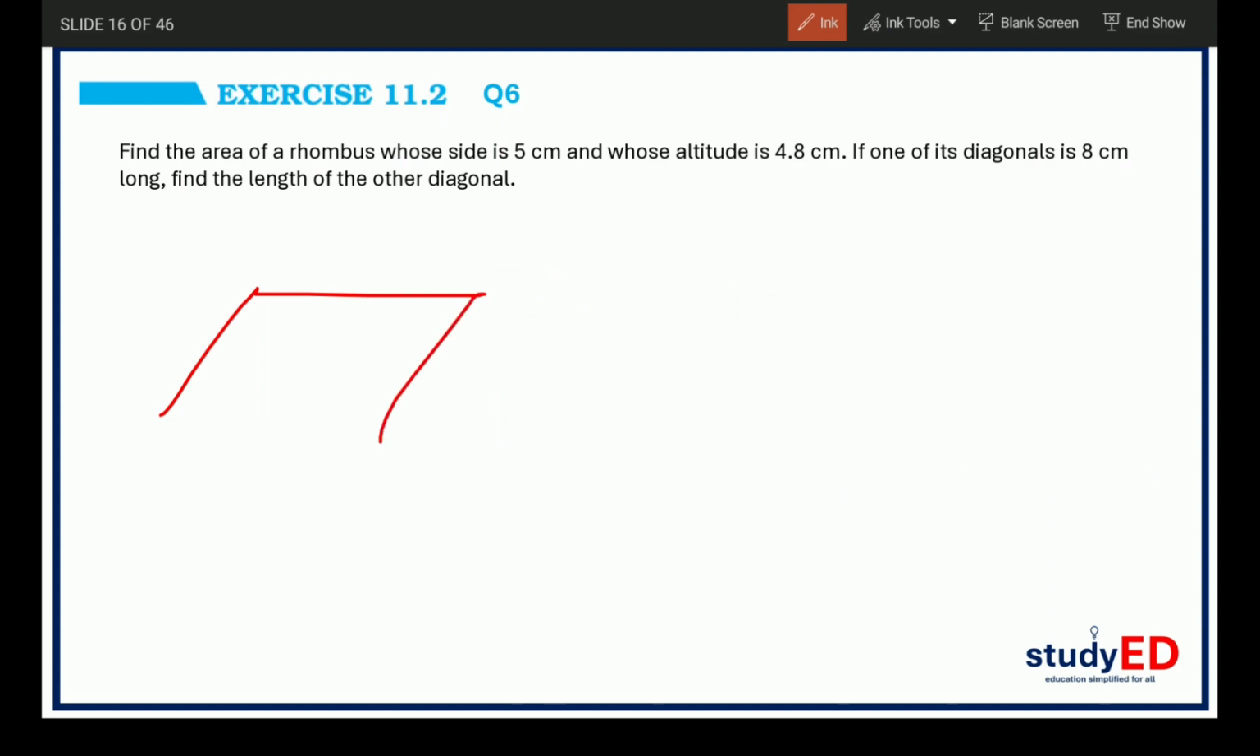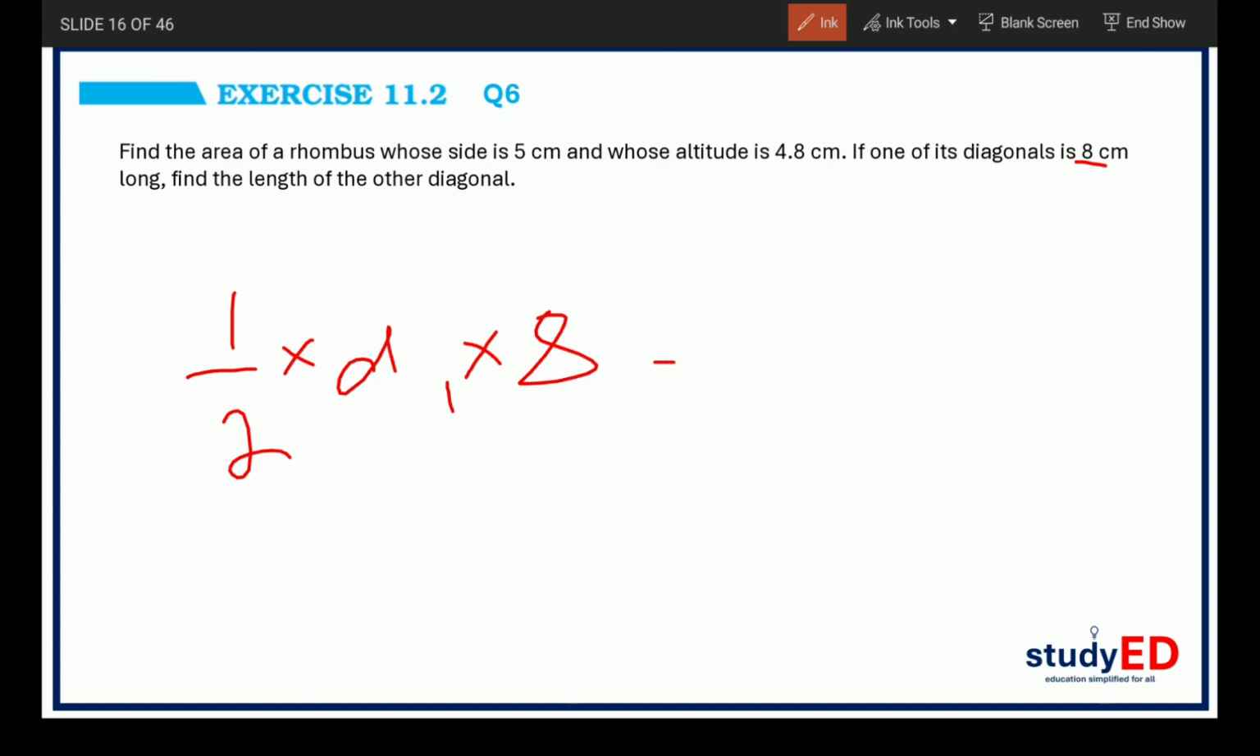Using the same rhombus, whose area was 24, we have to find, if one of the diagonals is 8, the length of the other diagonal. Now, let's use the formula and transpose it. Now, 1 by 2 d1 into d2. Let's take d2 as 8, okay? Which is equal to 24. We already have the area.